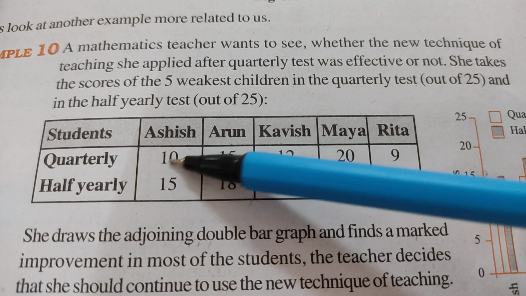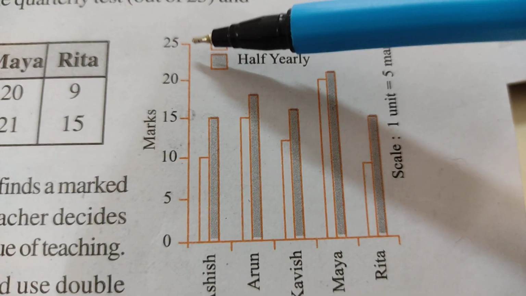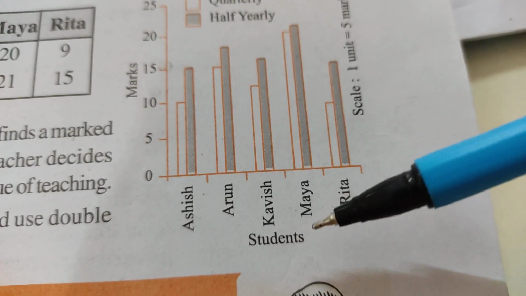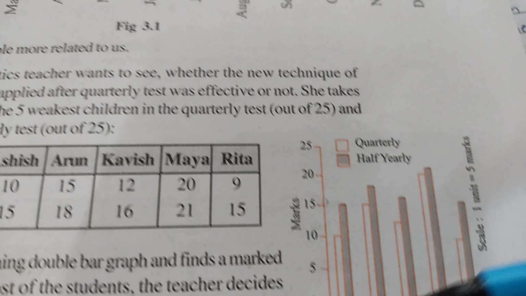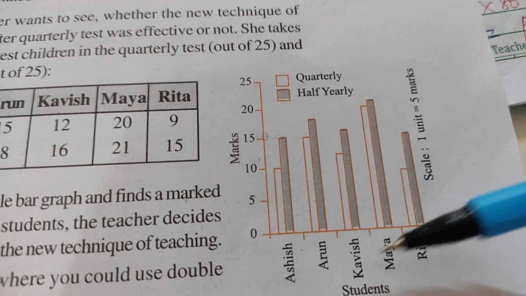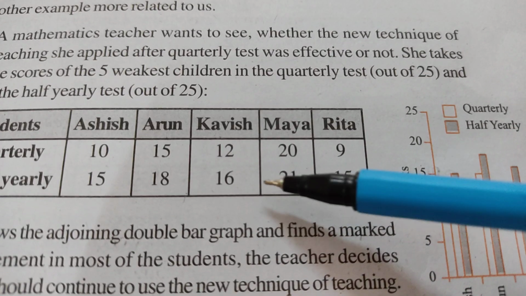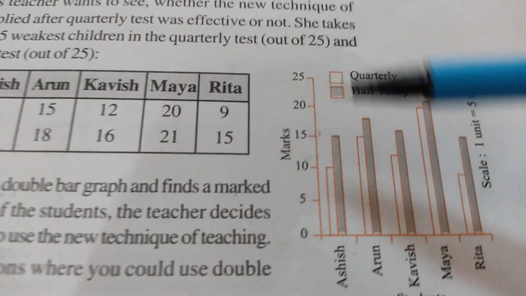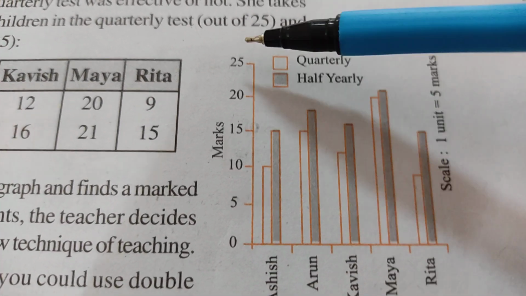We will draw graph for quarterly exam and then we will draw the graph for half yearly. How will you draw? First of all, we will draw x-axis, y-axis. On x-axis, we have represented students. First is Ashish, Arun, Kavish, Maya and Rita. And here are the marks. We can see the maximum marks are up to 21. So we can represent them up to 25, taking the gap of 5. 0 to 5, 5 to 10, 15, 20 and 25.